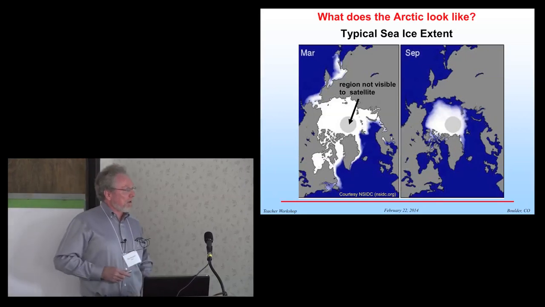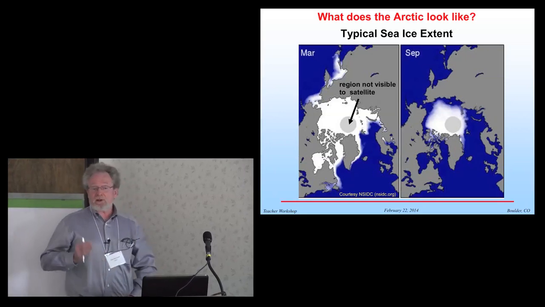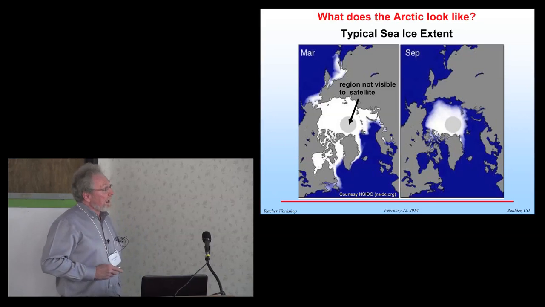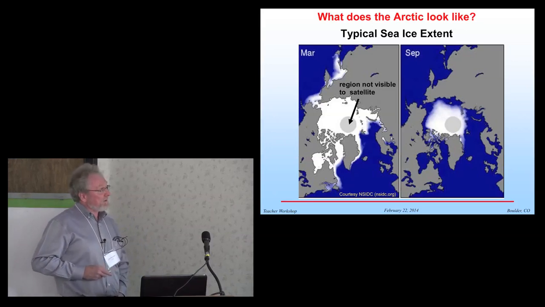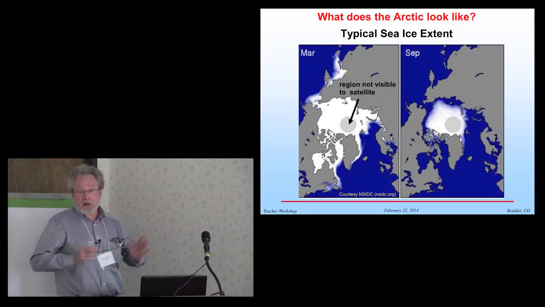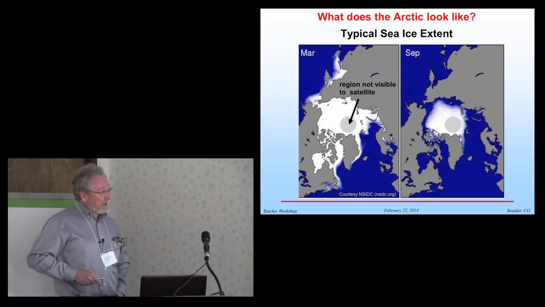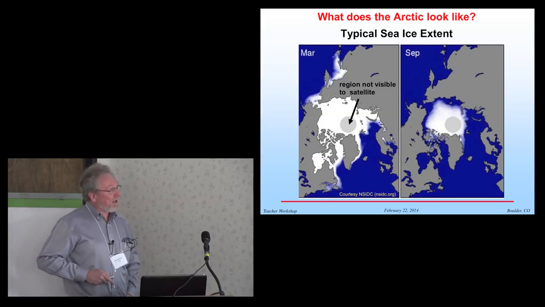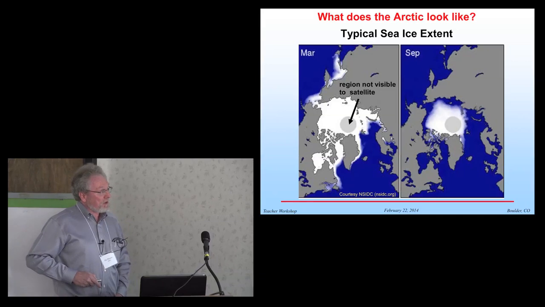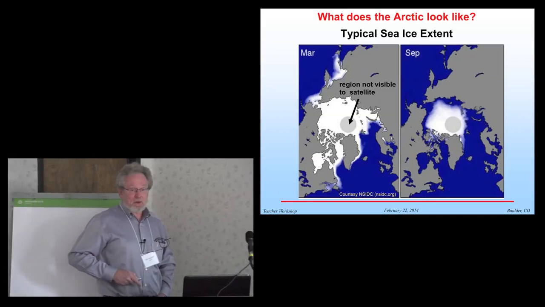So what does it look like? Well, the sea ice, of course, is a very important part of the Arctic, as I mentioned. And so it has an annual cycle. In March, which is kind of its largest extent, the entire Arctic Ocean pretty much is filled by sea ice, with the exception of the Norwegian Sea and the Barents Sea here, because of the Gulf Stream affecting that region.